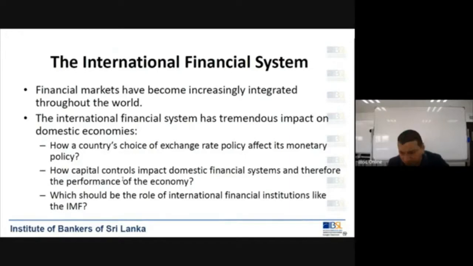Then the international financial system. This is very important in today's context because the financial markets have become increasingly integrated.